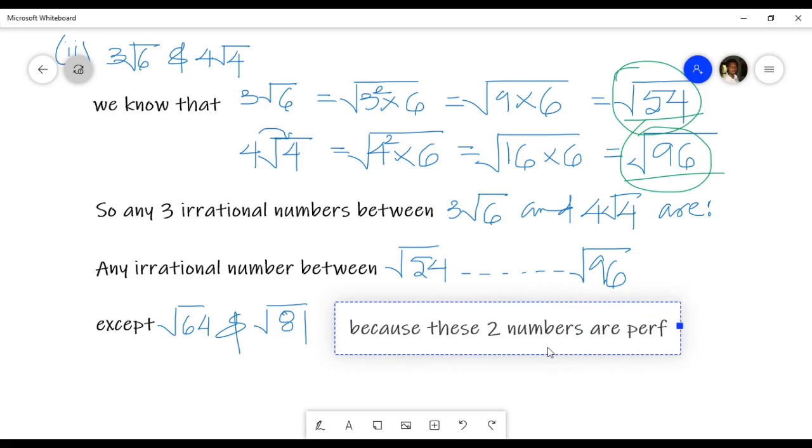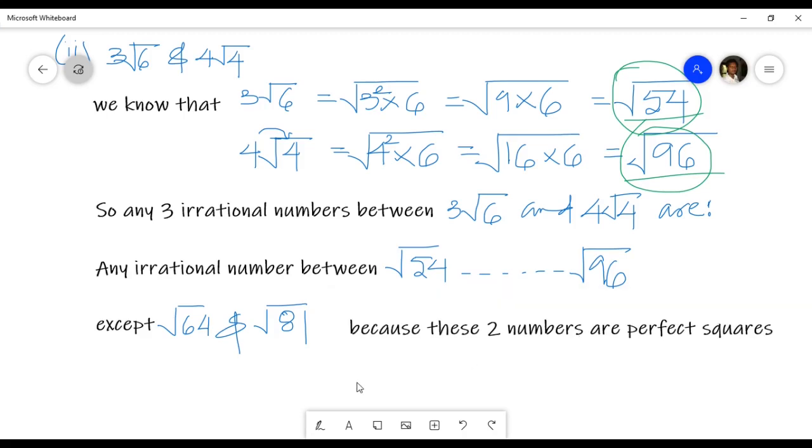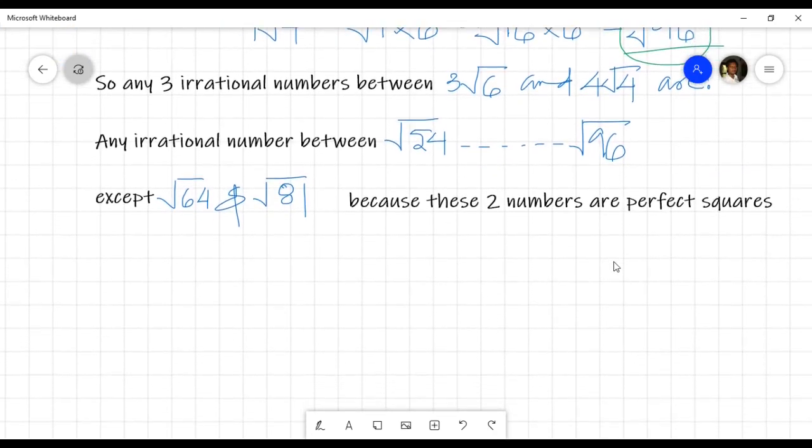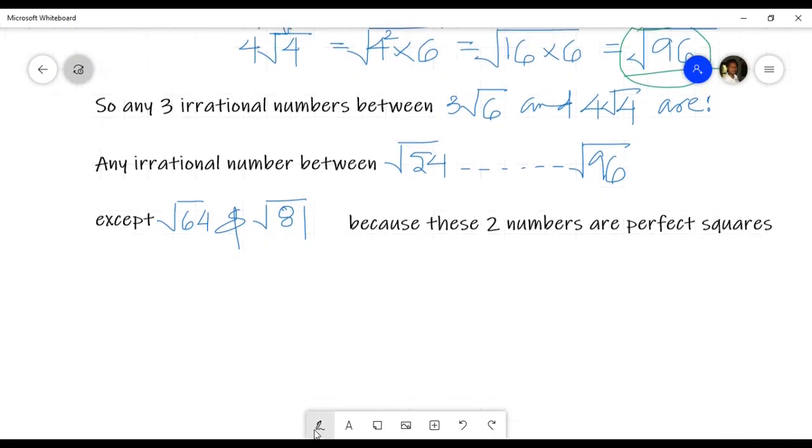I hope you remember. And root 81 is the perfect square of 9. 9 nines are 81. So we will not use these because these are not irrational numbers. These two numbers are perfect squares, so we will not use them. So we can pick any three numbers other than root 64 and root 81 between root 54 and root 96.